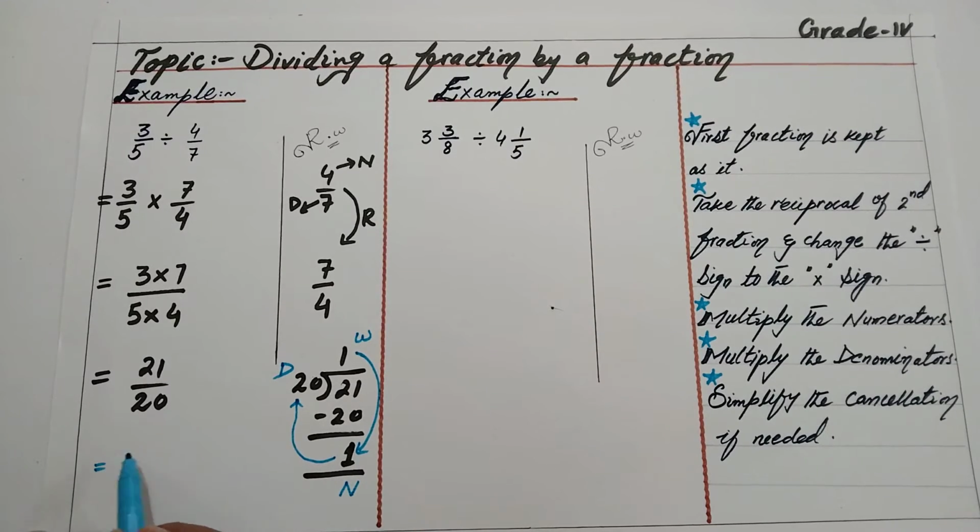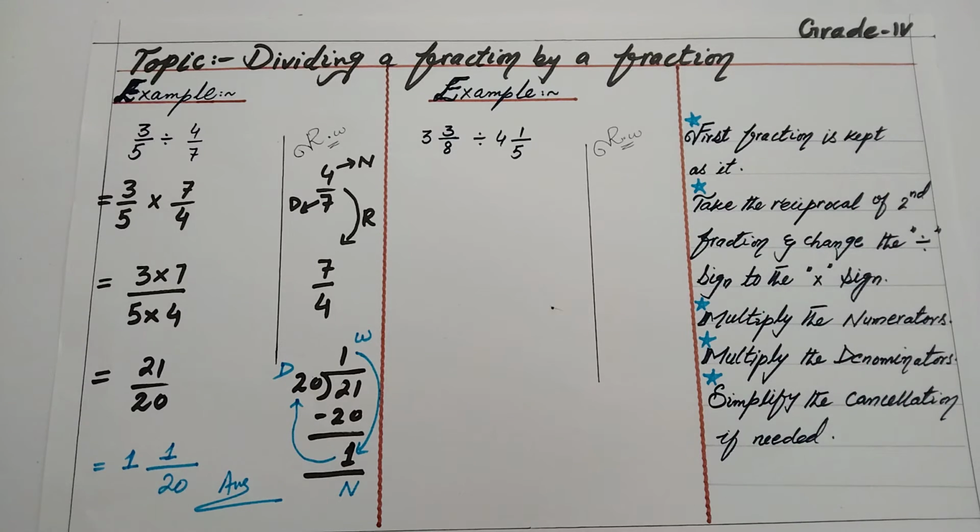So what will be our answer? Whole 1, numerator is 1 and denominator is 20. So 1 over 20 is our required answer. Clear? Come to the second example.